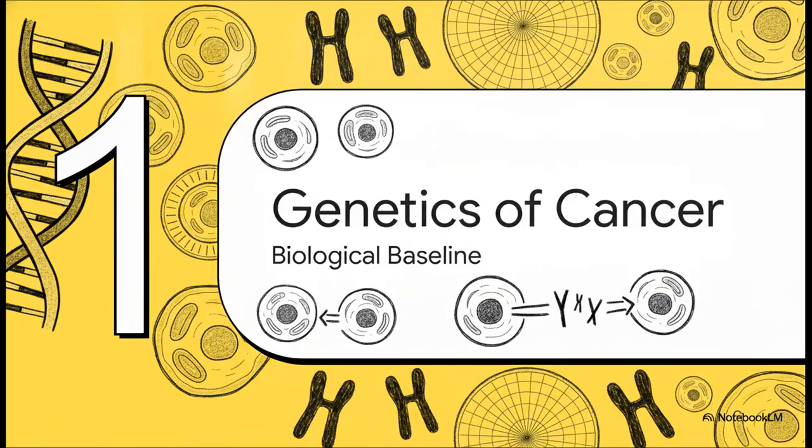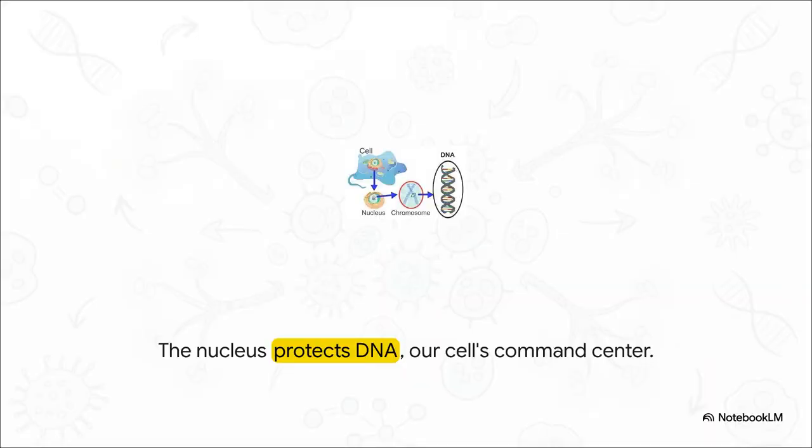All right, part one, the genetics of cancer. Let's establish that biological baseline. To understand what goes wrong, we have to look at what's normal. Our bodies are absolute marvels, literally made up of trillions of individual cells. And inside almost every single one of those is a nucleus that acts like a command center. It protects our DNA, which is the genetic blueprint that makes you, you.